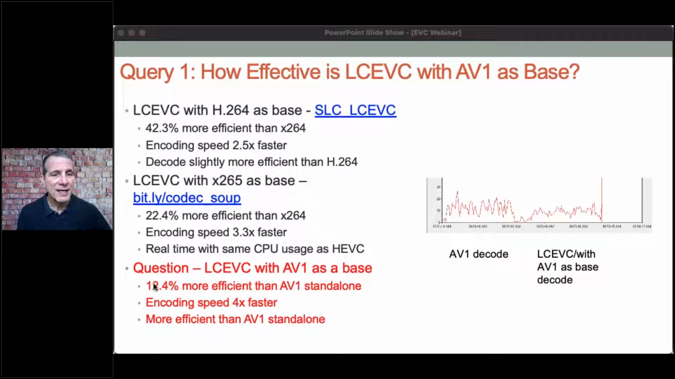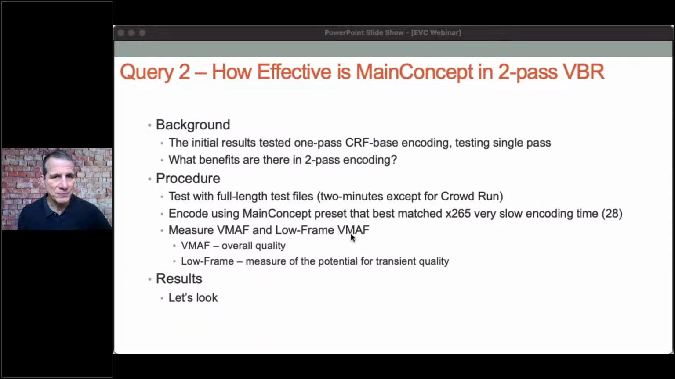So you're going to get 12% more efficiency on the encoding side. You're going to save a ton of money on the encode. It's going to be 4x faster, and you're going to have more efficient playback, not less efficient playback. So it really is a green codec, even with AV1. So the benefit continues, even though it's a lesser percentage than what we saw with H.264 and HEVC.